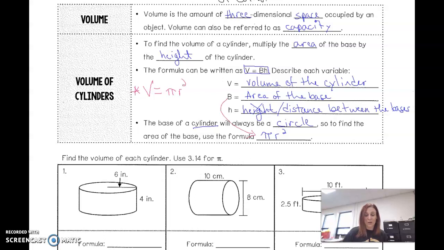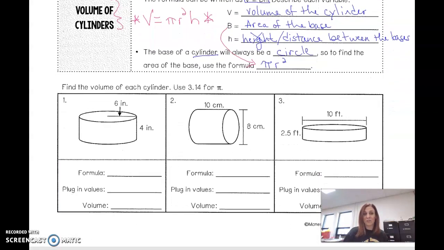Pi times the radius squared, and then times our h, our height. So specific to cylinders, volume equals pi times the radius squared times h. Okay, so we're going to use this one now to solve for these. It says find the volume of each cylinder, use 3.14 for pi. I tend to grab my calculator and use the pi key.